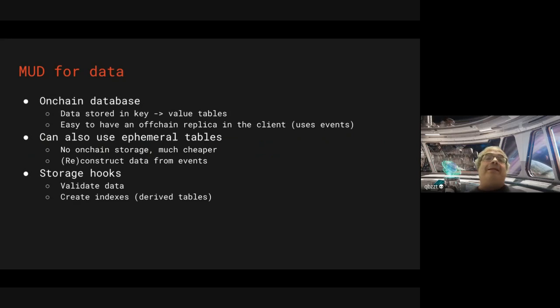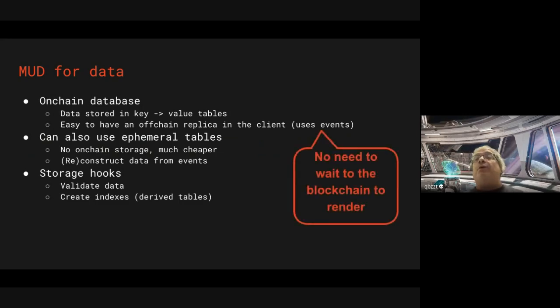And it makes it easy to have an off-chain replica in the client using events. Every time you change the data, it causes an event. Clients can use that to have up-to-date information. This is important because this way, if the user goes into a new area, for example, you don't need to wait for answers from the blockchain to render. You already have all of the information that the blockchain has.